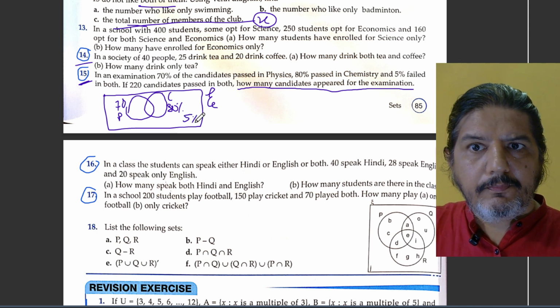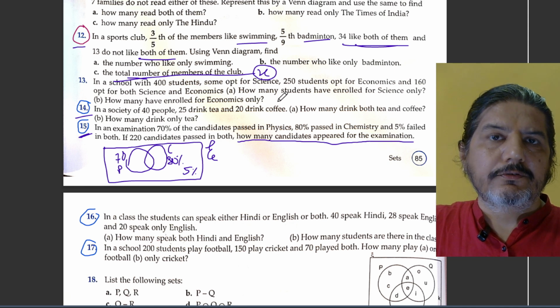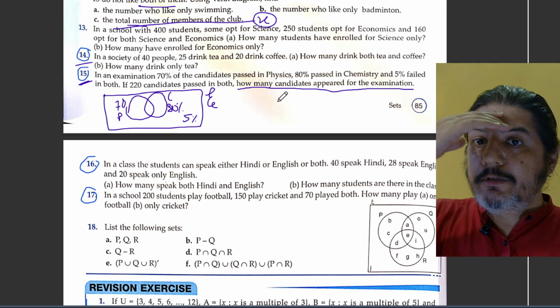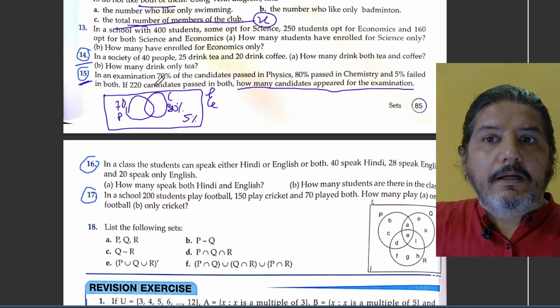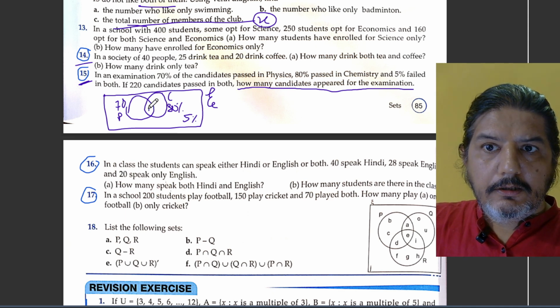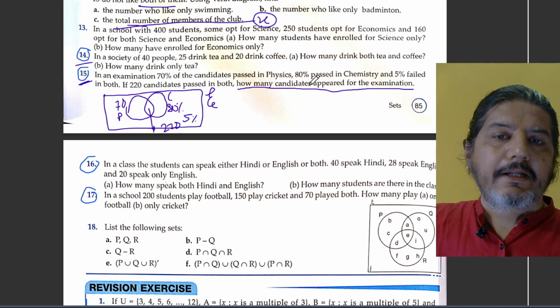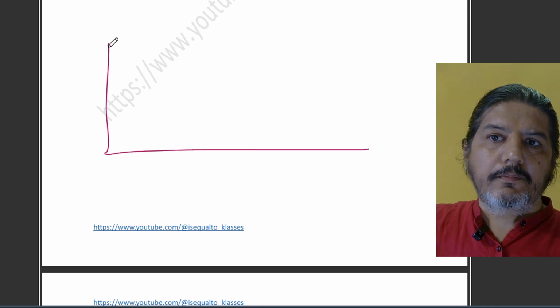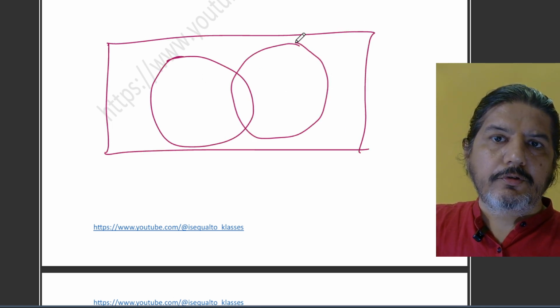See, all of these are percentages. Before this, we had done a question where there were fractions. So you'll have to understand that these are not absolute figures, they are percentages. 220 have passed in both. So this one has 220. How many candidates appeared? Now, one thing before we start the question, you should very clearly understand before you start doing the question. So this is physics, this is chemistry.